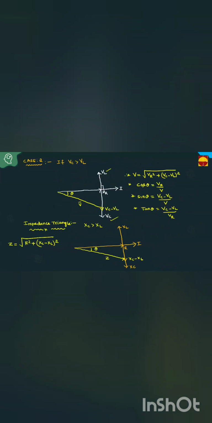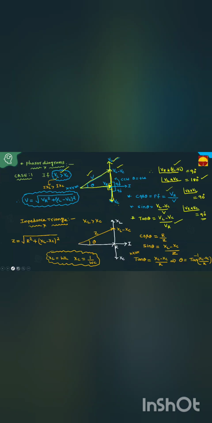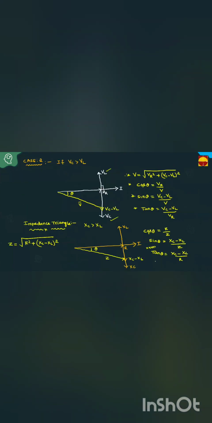Z equal to square root of R square plus XC minus XL whole square. Then you can write any formula from this. What is cos theta? Cos theta is always R by Z. What is the sin theta? This is XC minus XL by Z. What is tan theta? This is important, a 5-star formula. That is XC minus XL by R. But in the other case, XL minus XC by R. But here XC minus XL by R. Then from this, what is theta in a series RLC circuit? Tan inverse of XC minus XL by R. You know XC equal to 1 by omega C. XL equal to omega L.